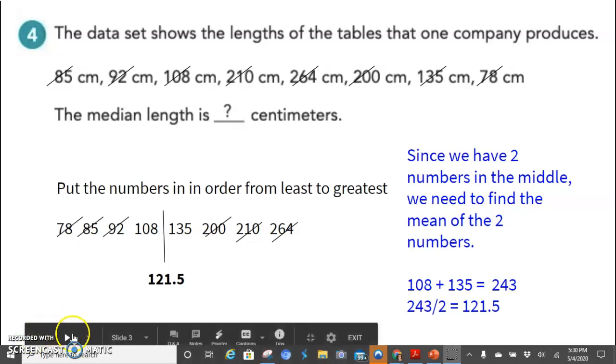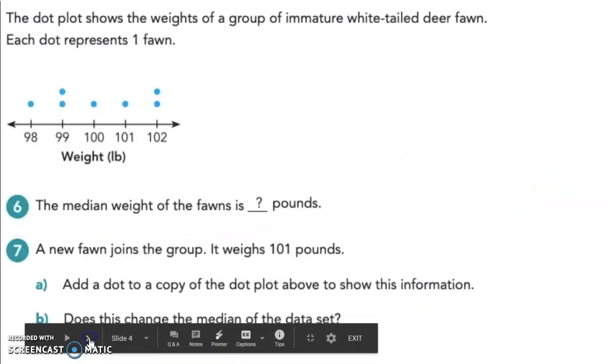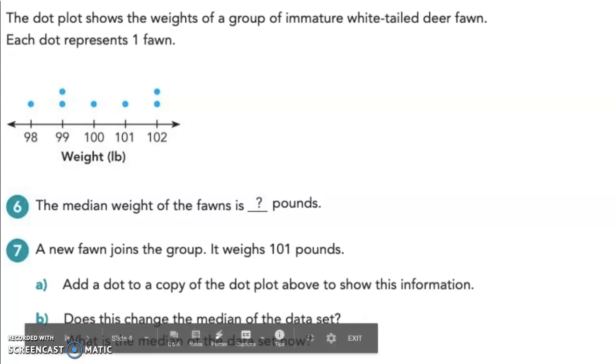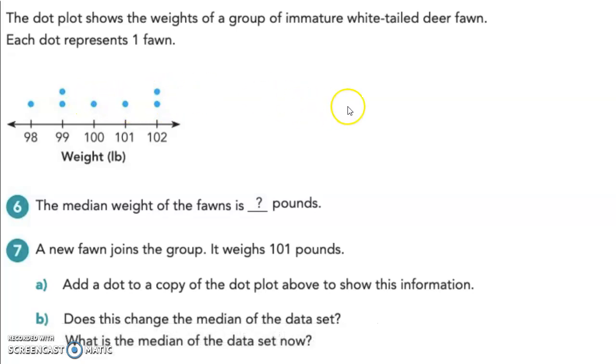Now let's take a look at finding the median when we are given a dot plot. The dot plot shows the weights of a group of immature white-tailed deer fawn. Each dot represents one fawn. So if we look at this, we've got 1, 2, 3, 4, 5, 6, 7 fawns. The median weight of the fawns is how many pounds?